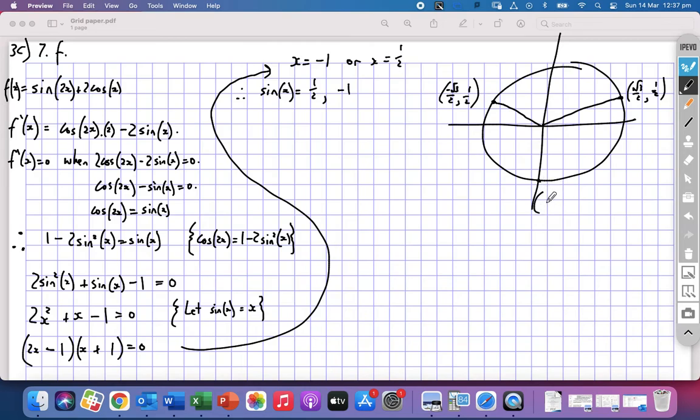And down here, where does sine equal minus 1? That was the other solution. Okay, so then I say, therefore, x equals pi on 6, 5 pi on 6, right? So there's your pi on 6, there's your 5 pi on 6, 3 pi on 2 for your last one.